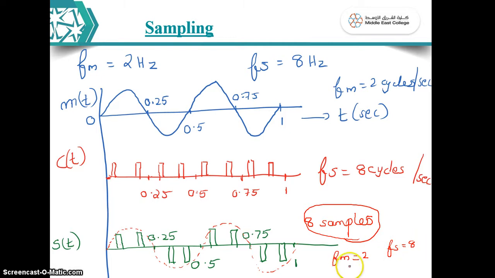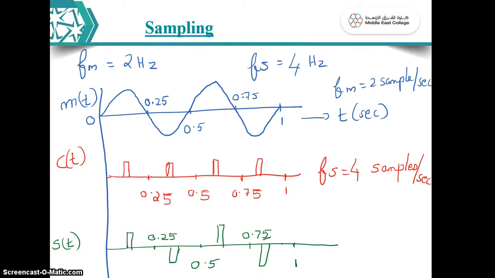So I can write here that I have taken Fs as 8. It is 4 times Fm, that is 8. Isn't it? Just as an example I am telling, Fs is 4 times Fm I am considering. Now again consider the same example over here.